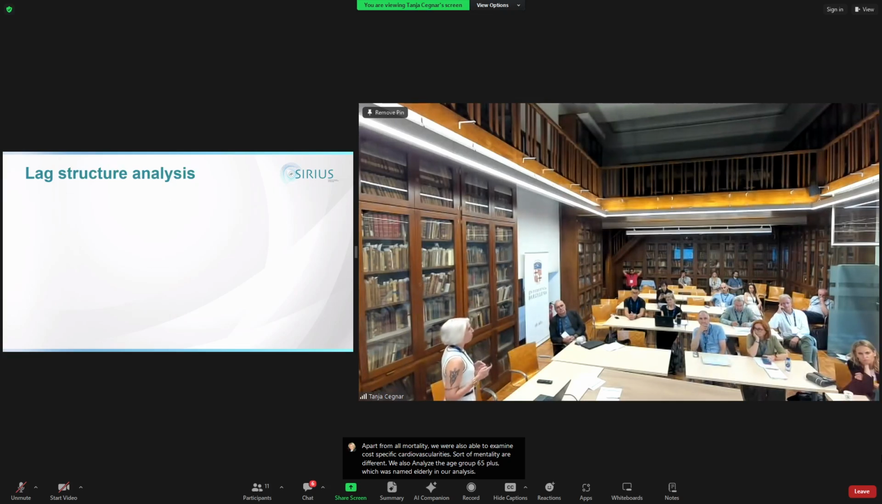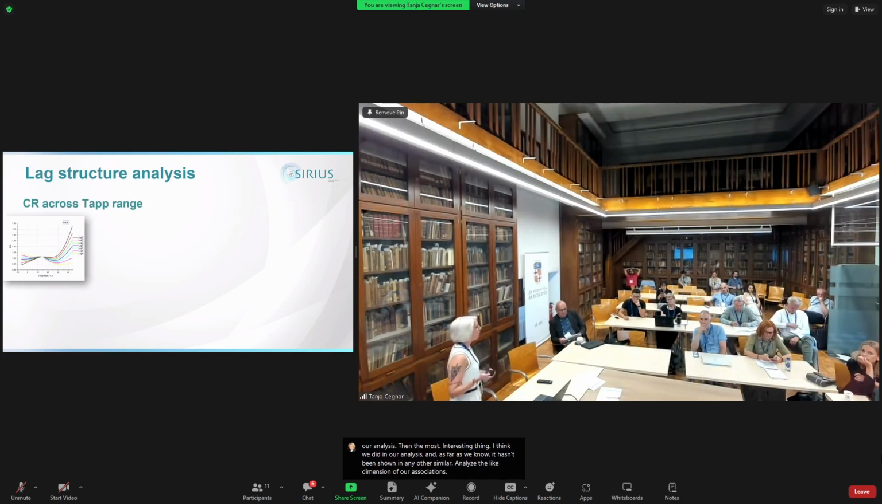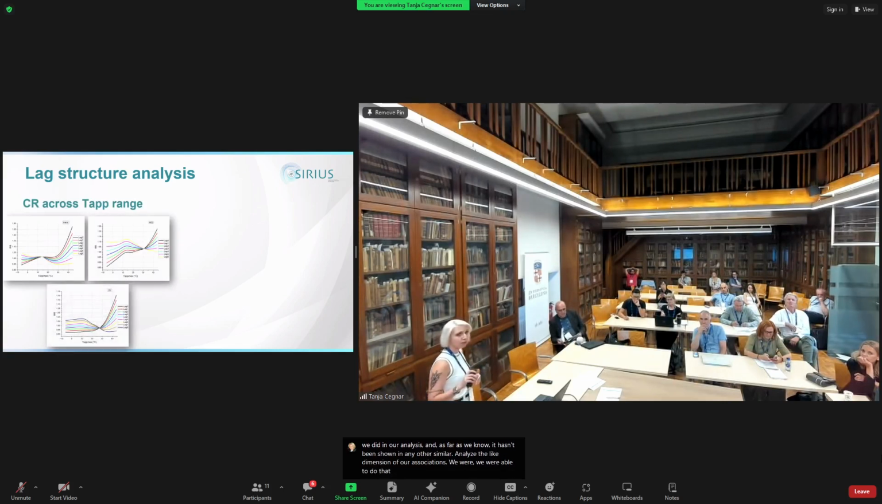Then the most interesting thing I think we did in our analysis, and as far as we know, it hasn't been shown in any other similar study, is that we specifically analyzed the lag dimension of our associations. We were able to do that by quantifying the cumulative relative risk in two different cases, along the environmental risk of apparent temperature, and then along the second environmental stressor, pollution.